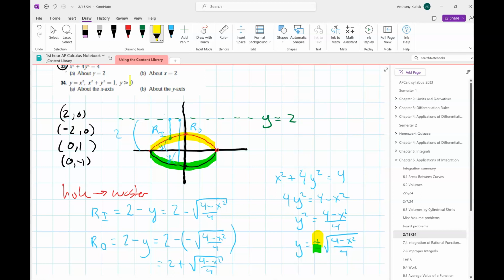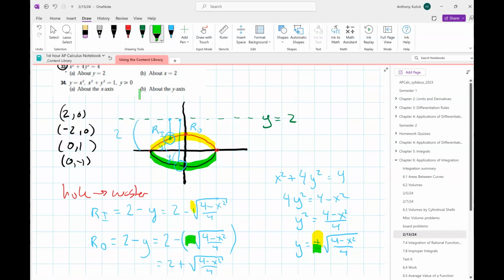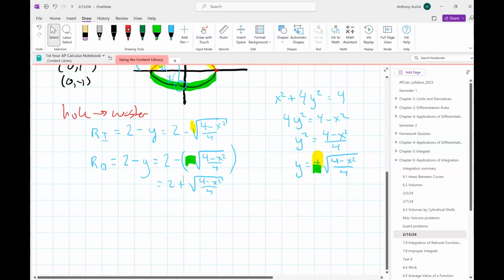Katie. Wait, so how do you use the positive y? So if I look at my picture, the endpoint of Ri is on the positive part of my ellipse, and the endpoint for RO is on the negative part of my ellipse. So that's how I knew to use the positive here and use the negative there. So far, so good?